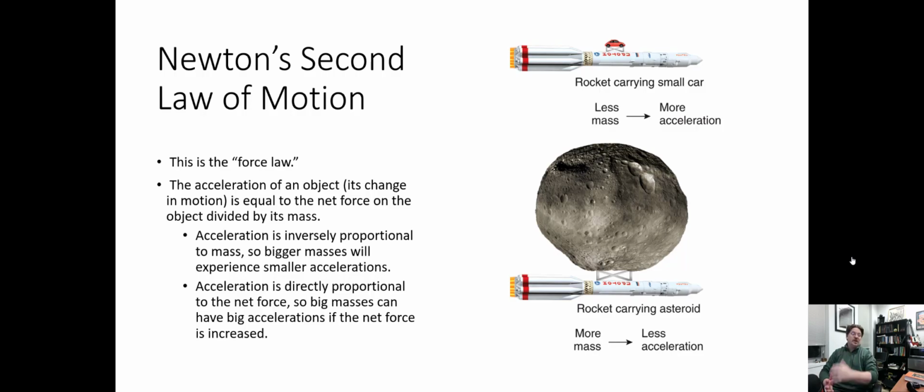If you were to push on a bicycle, it will be easier to push on a bicycle than to push on a semi-truck. And conversely, most people, if given the only two options, would want to be hit by a bicycle than a semi-truck going at the same speed.